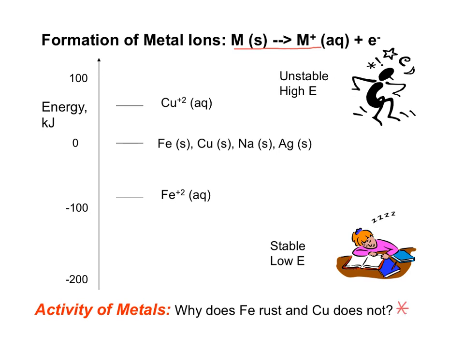The answer is iron 2+ is lower in energy or more stable than iron. Iron prefers to be an ion, that's why iron metal loses electrons to form that ion. On the other hand, copper metal is more stable than copper ion. So copper prefers to be a metal and will not rust to form its ion.